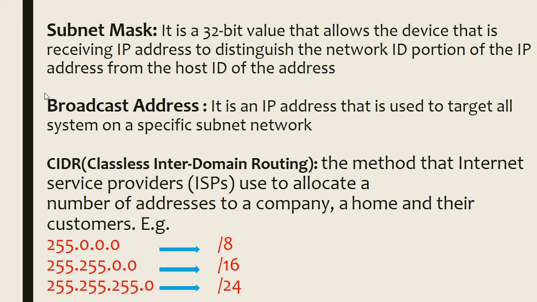CIDR is classless inter-domain routing, which is a method that internet service providers use to allocate a number of addresses to companies, homes and their customers. So from here I can say 255.0.0.0 is the same as /8, and 255.255.0.0 is the same as /16, because each and every octet here is 8 bits, right? So if this one is 8, it's /8. This one is 8 plus 8, which is 16, making /16. 8 plus 8 plus 8 makes /24. This notation is called classless inter-domain routing.